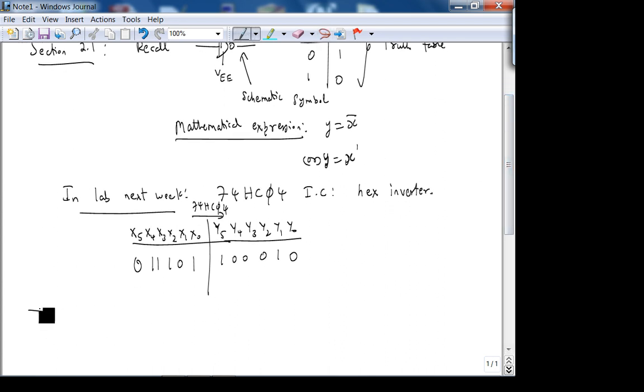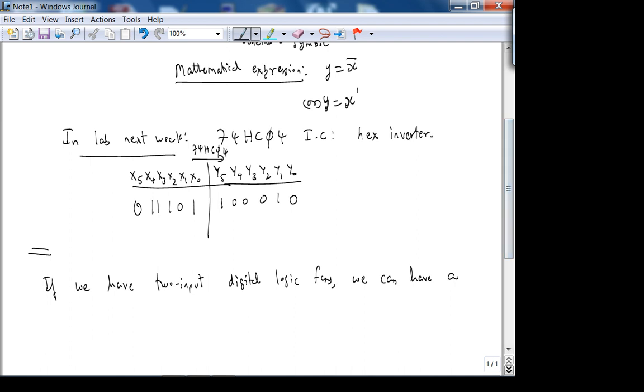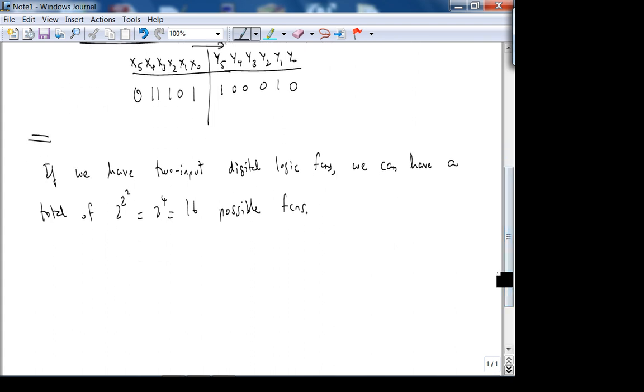So where we left off last time was we said if we have two-input digital logic functions, we can have a total of 2 to the 2 to the 2, which is 2 to the 4, 16 possible functions. We're going to look at only one of them, because after that we'll get into the whole transistors thing, then we'll get back to this.